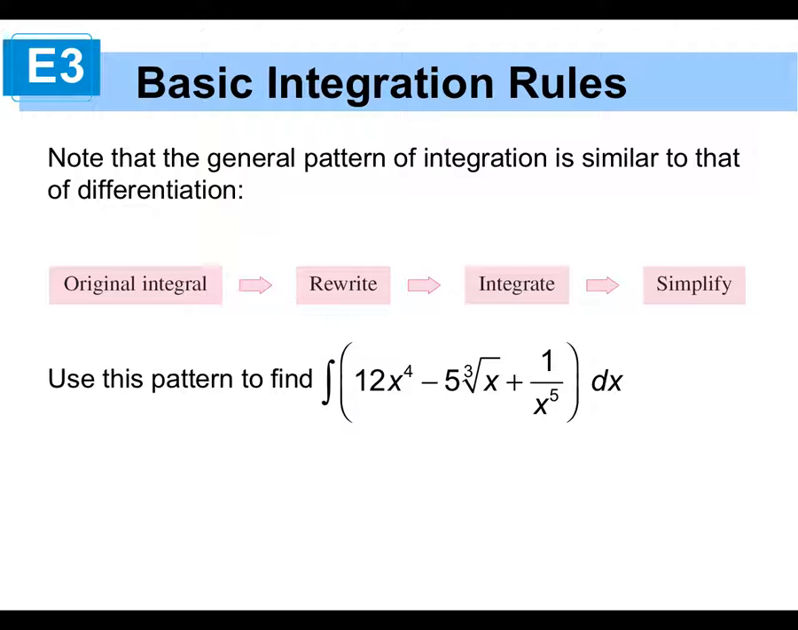Wait, can you say all that again? Certainly. The antiderivative: 12 fifths x to the fifth minus 15 fourths x to the 4/3 minus 1/4 x to the negative 4. Nothing to simplify there, so you're done. Oops, what did I forget? Plus C, very good.